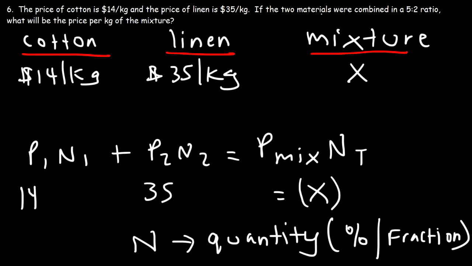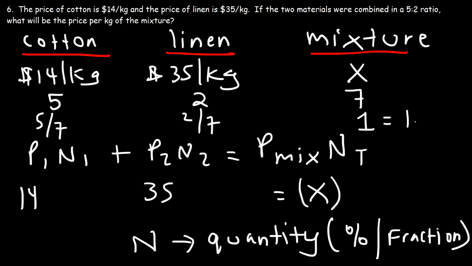Now let's focus on the combination of the two materials. They were combined in the 5:2 ratio. So what does that mean? This is basically a part-whole problem. We're going to take 5 parts of cotton and mix it with 2 parts of linen. So the mixture contains a total of 7 parts. So N1 is basically 5 out of 7. N2, linen, is 2 out of 7. The mixture is 7 out of 7, which is 1.